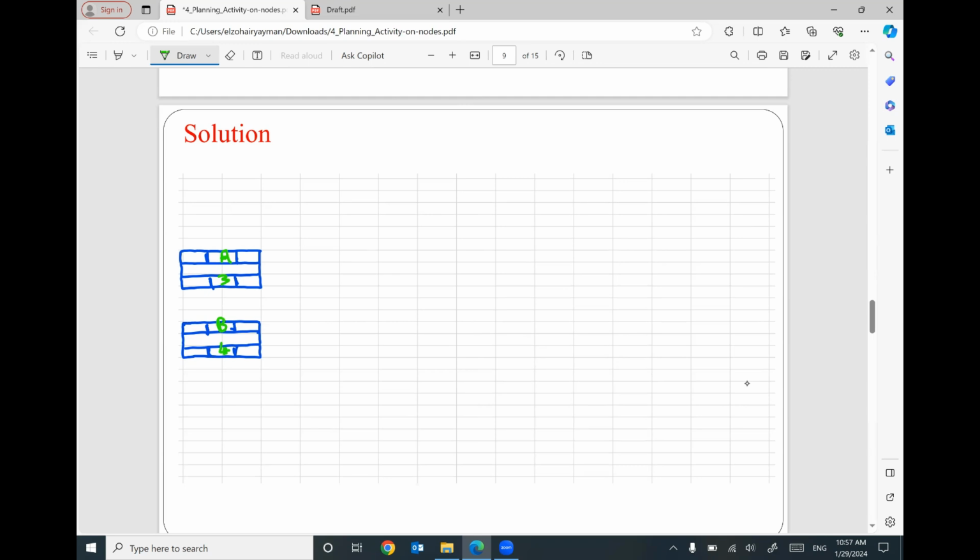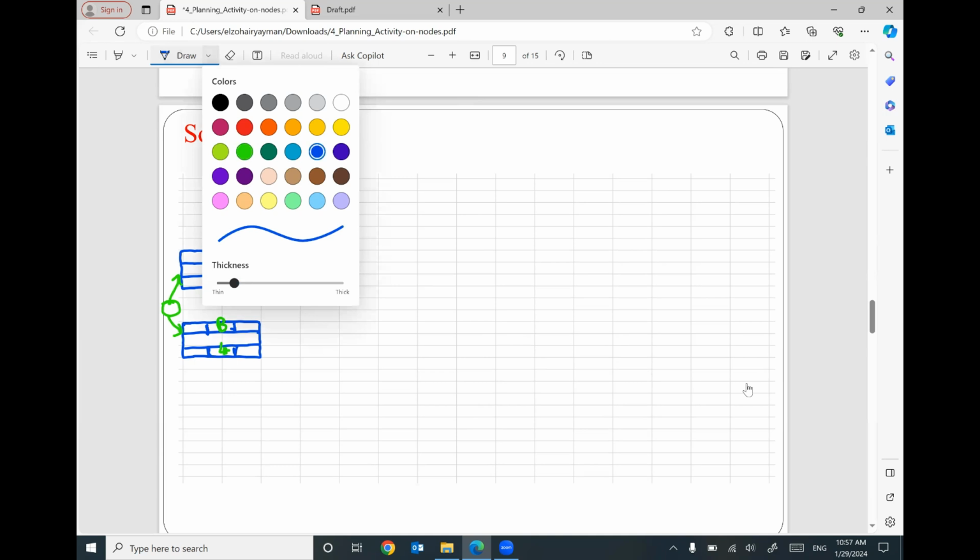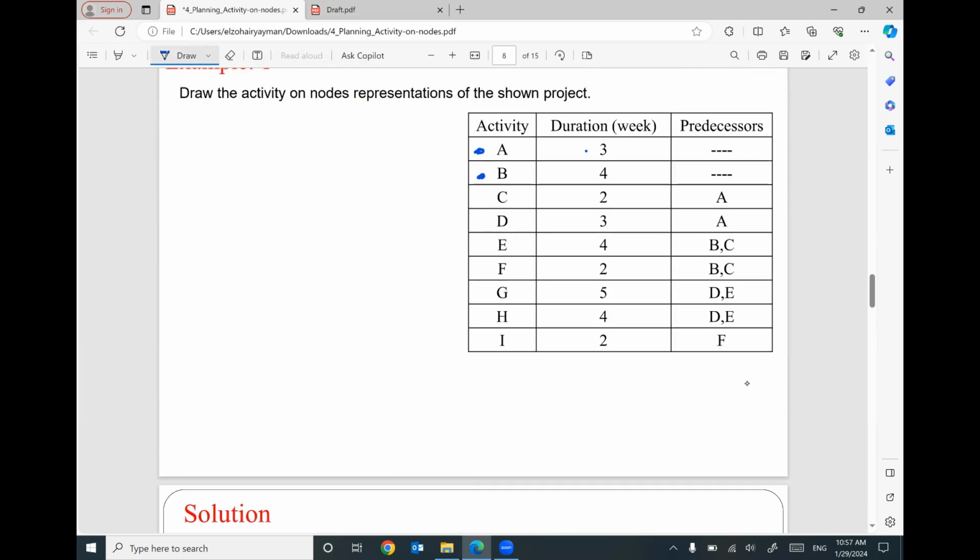We don't have any predecessors, so I can say this is the start of the project. So I will start the project with these 2 activities, A and B. Does that make sense? So A and B without any predecessors.